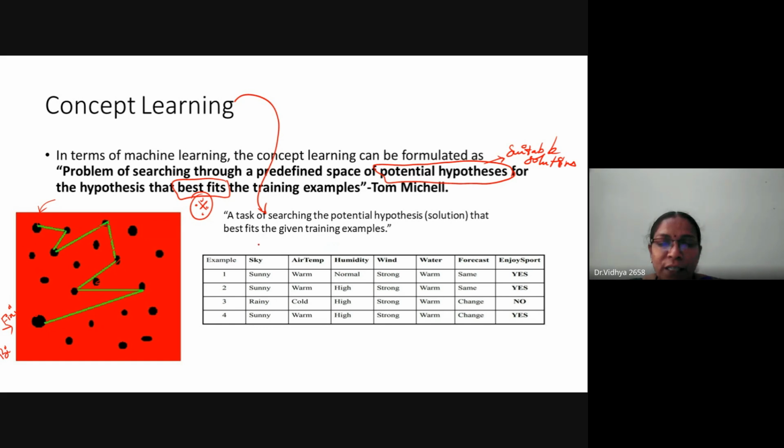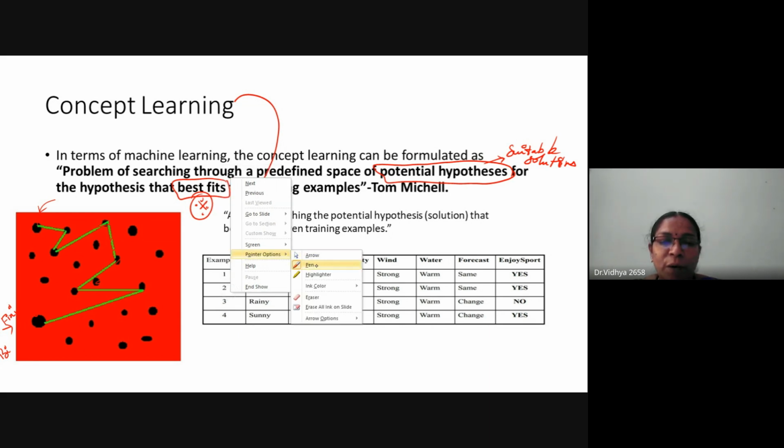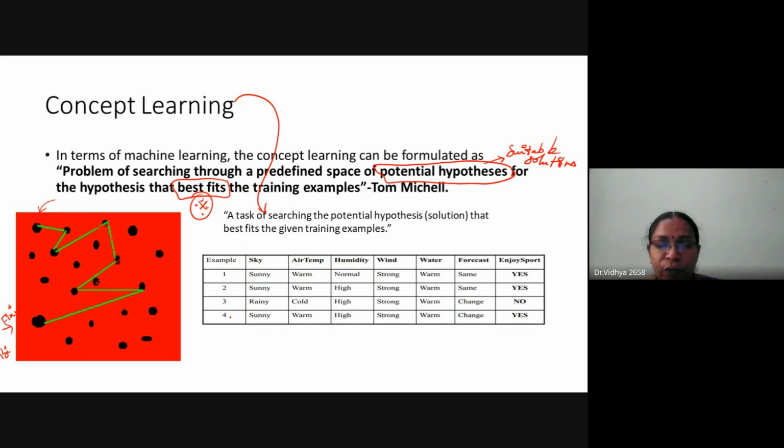Let us discuss concept learning with a simple example. We have 4 different examples, given here as example 1, example 2, example 3, up to example 4, and we have 6 attributes: attribute 1, attribute 2, attribute 3, attribute 4, attribute 5, and attribute 6. This is the decision part. Based on these 6 attributes, we have to take a decision such as enjoy sport, either yes or no. It is a binary result.